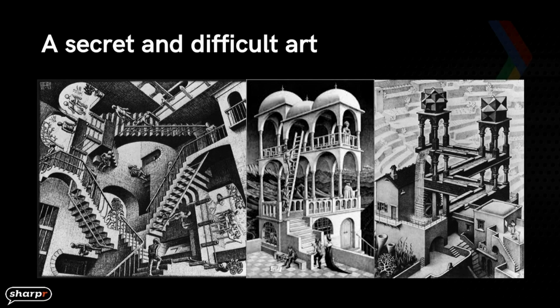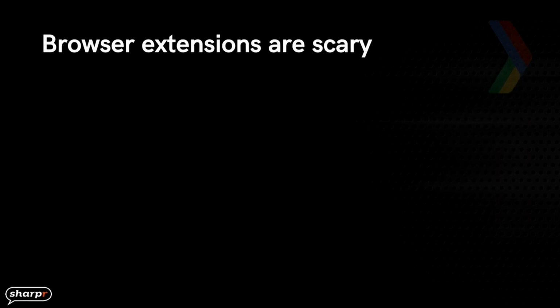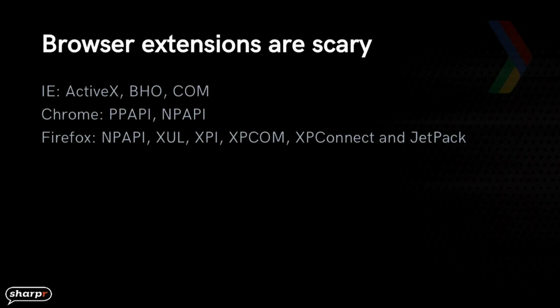It's a secret, difficult art that I wasn't really interested in getting into, and it's actually really scary because the whole landscape is huge, and there's all these different technologies that the browsers have used before web extensions, and probably half of these you haven't even heard of. And then the PP API is the Pepper plugin. Like, who knows what Pepper means? And then NPAPI is from Netscape days. So yeah, it's a lot to kind of parse through.